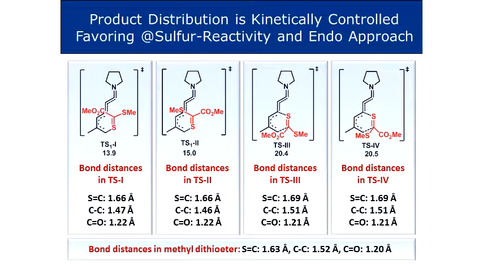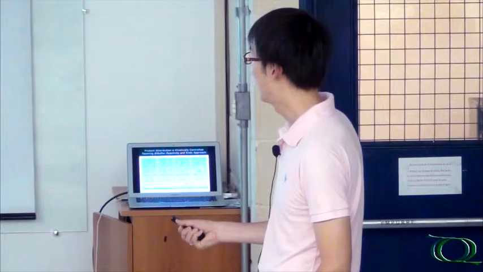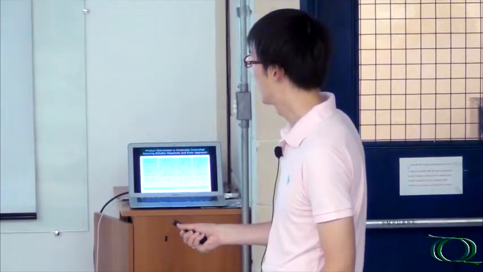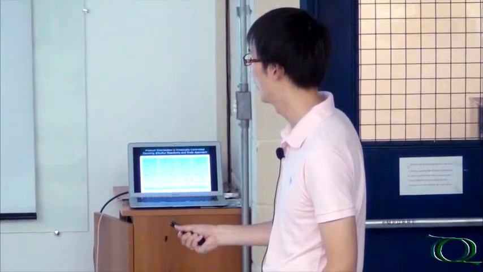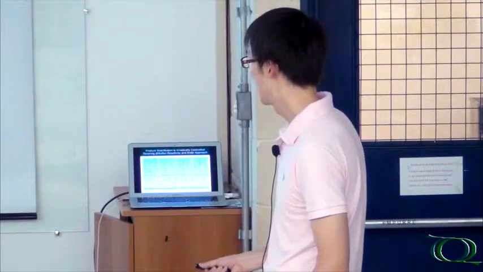The reason for the preference of this type of reactive regioisomer versus this one, we were able to deduce by looking at the bond distances of the dienophile during the transition state. Basically, what you observe in these two cases is that this single bond is significantly shortened, and of course this double bond is slightly lengthened, but not by much, and also the carbon-oxygen double bond is lengthened slightly, whereas in this case, you have a lengthening of the C-S bond, but the more crucial carbon-carbon bond over here remains more or less the same as your starting material.